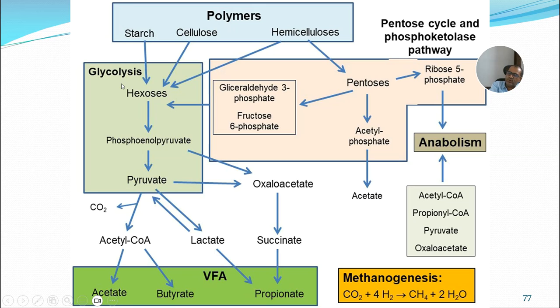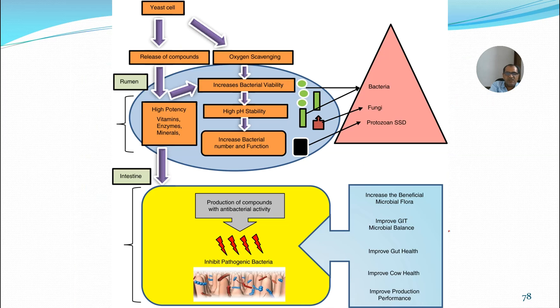We have seen yesterday how the polymers undergo glycolysis, and acetate, butyrate, and propionate are the end products of ruminal digestion. Then the methanogens are also present, which are very important for digestion. This is also another aspect where ruminal digestion takes place, especially in the case of ruminants, and in ruminants the bacterial viability will be there.